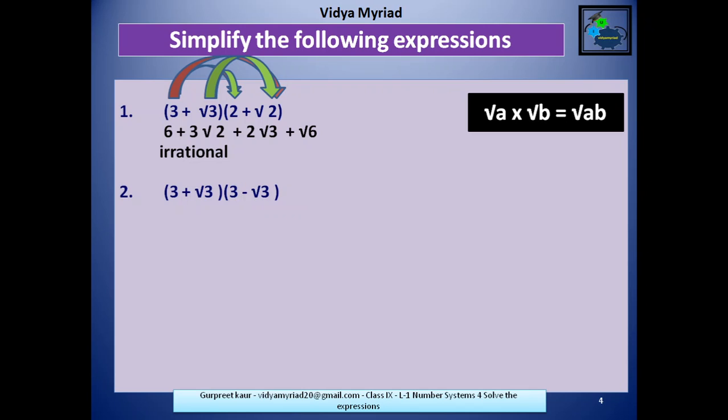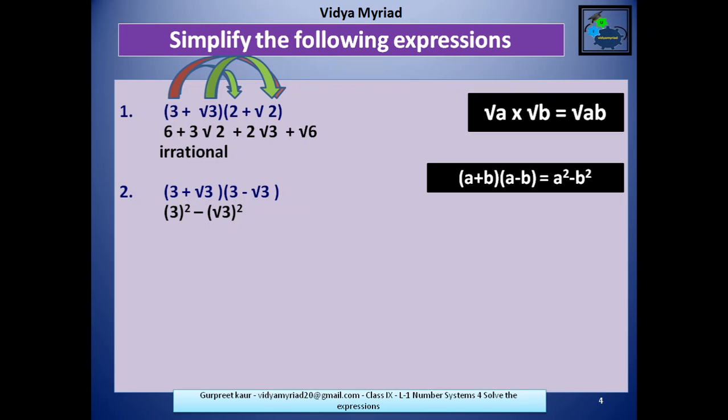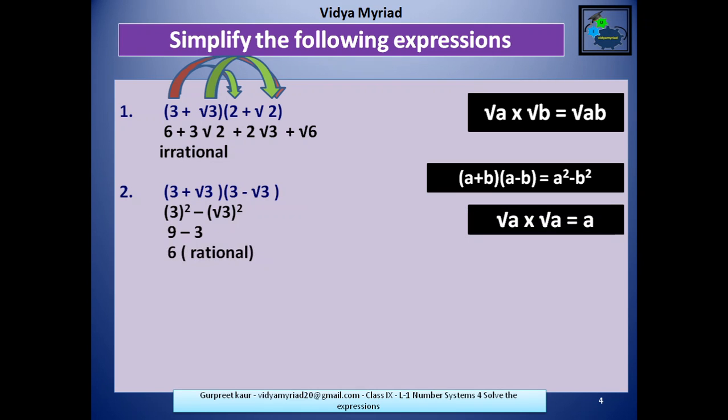Second example, 3 plus root 3 to be multiplied by 3 minus root 3. Now here it is something similar to A plus B, A minus B. So I can recall this formula. It is A square minus B square, which I can simply write as 3 square minus root 3 the square. So when I solve this, 3 into 3 is 9 and root 3 into root 3 is 3. To solve it, it is 6. And if you are asked is it rational or irrational, the answer comes to rational as it is a whole number.